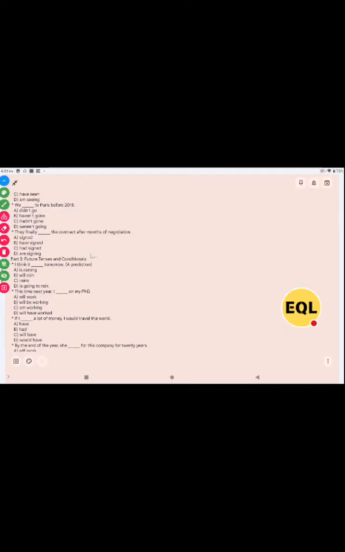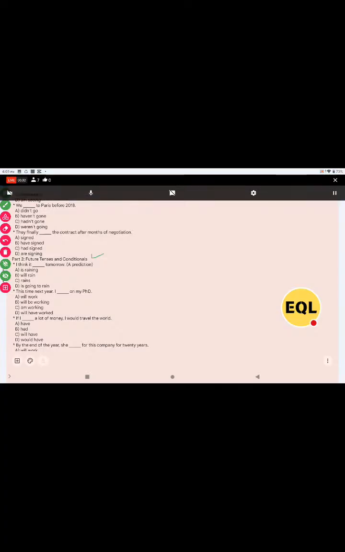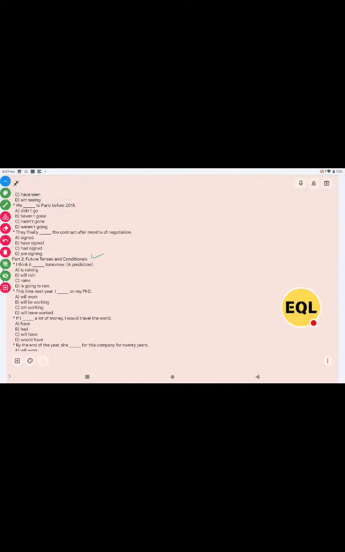Here we have the exercise of tenses, future tenses, and conditionals. The first sentence is "I think it dash tomorrow." "I think" is in present indefinite. This is one clause. "It dash tomorrow": tomorrow is the symbol of future tense. So when you have two clauses in one sentence and the first clause is in present indefinite, the next clause should be in future indefinite.